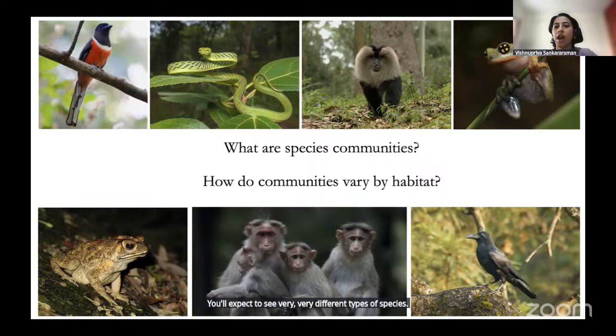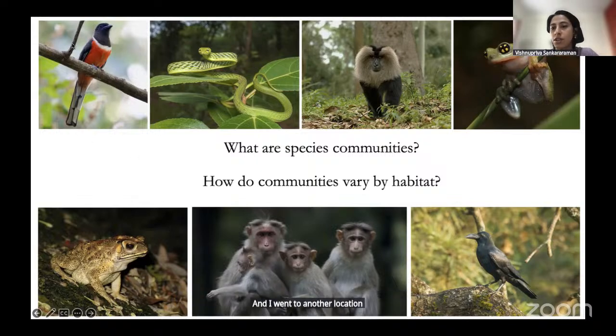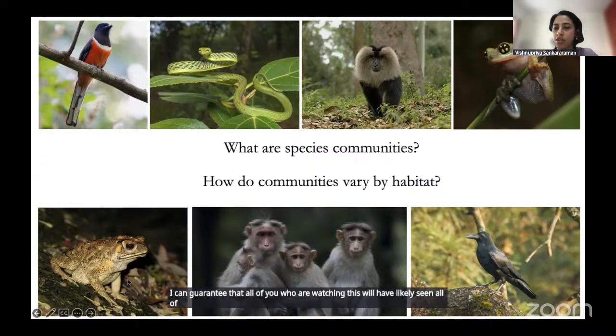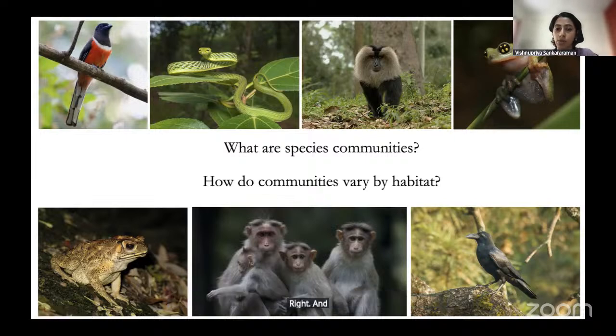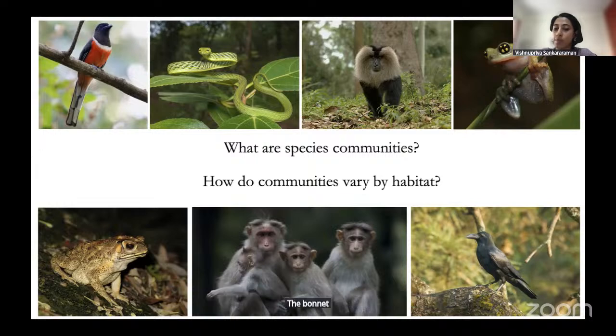Here, imagine I went to a site and saw the bottom three species, and I went to another location and I saw the top three species. I can guarantee that all of you who are watching this will have likely seen all of the three bottom species, right? And you probably are going to be able to guess where you can see them, which is pretty much anywhere. You can see them in a city, you can see them in farms, you can see them in rural landscapes and in forests. And this is the common toad, the bonnet macaque, which is common in southern India, and a large-billed crow.